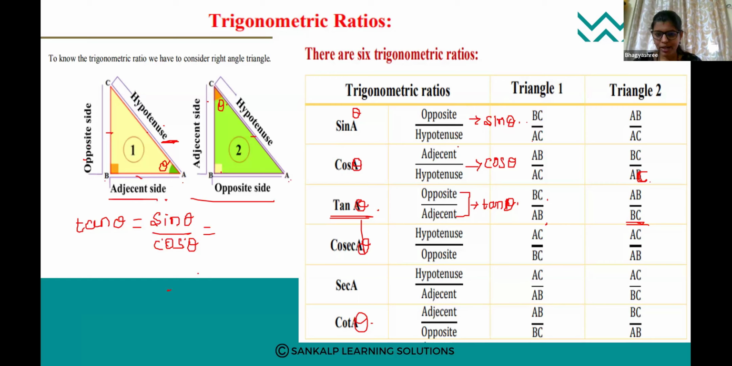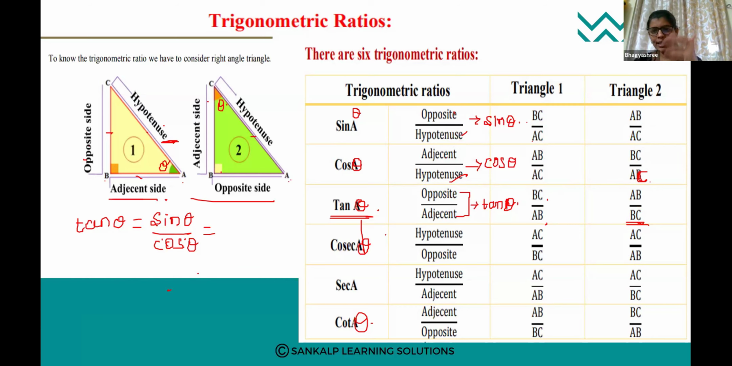See, opposite divided by hypotenuse, and adjacent divided by hypotenuse. Hypotenuse and hypotenuse will get cancelled. What will you get? Opposite divided by adjacent. That is tan theta. Okay, tan theta means sin theta divided by cos theta. In the first triangle, AC and AC get cancelled and we get BC divided by AB. Here also AC and AC get cancelled, and we get AB divided by BC.